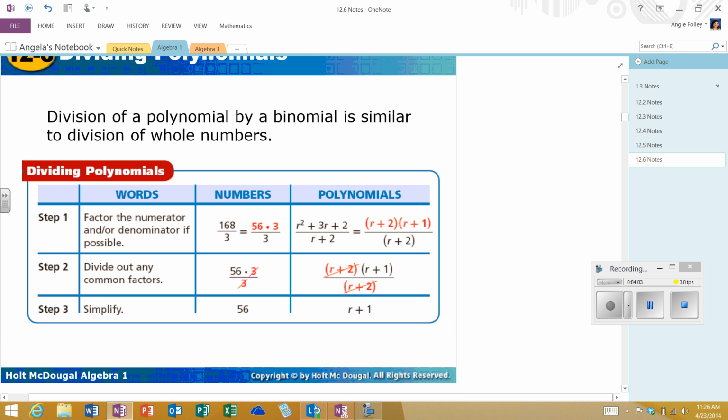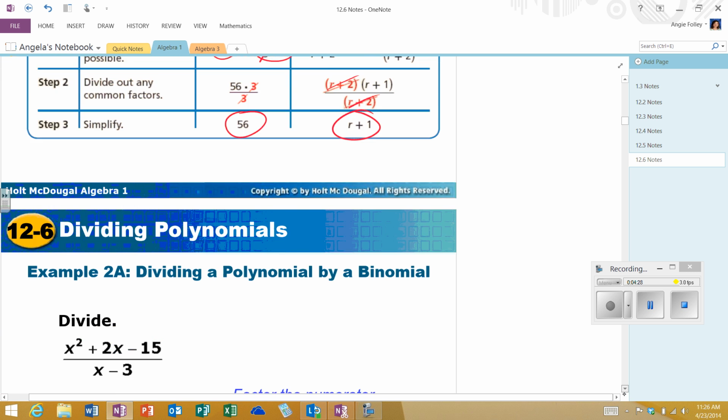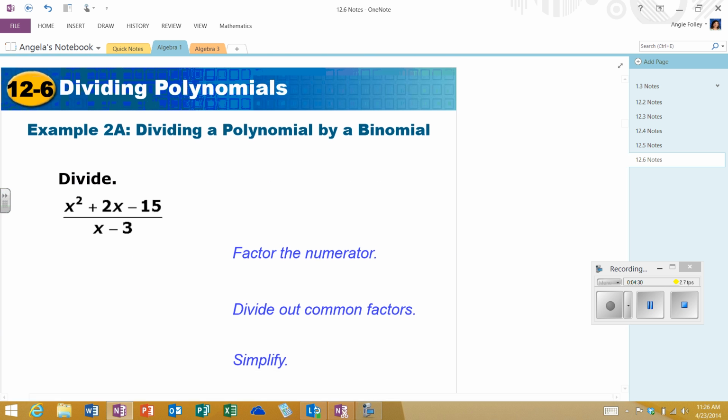So division of a polynomial by a binomial is really similar to the division of whole numbers. If I had, let's say, 168 divided by 3, what you would do is you could factor that, and then you could cancel those 3's. So that's how you get your answer. With polynomials, it's really similar, and we've kind of been doing this. You factor all the parts, you cancel anything that's in common, and you're left with whatever after simplifying. So this isn't anything too new. Technically, we've been doing rational expressions by simplifying. We've been dividing them already.